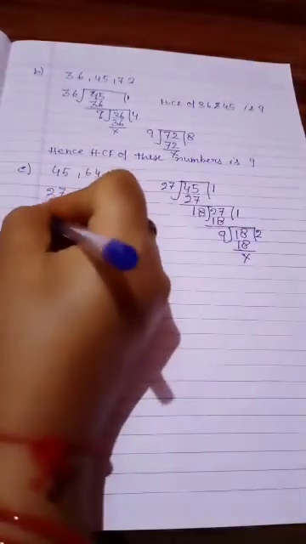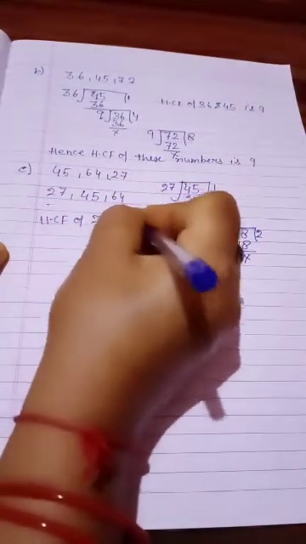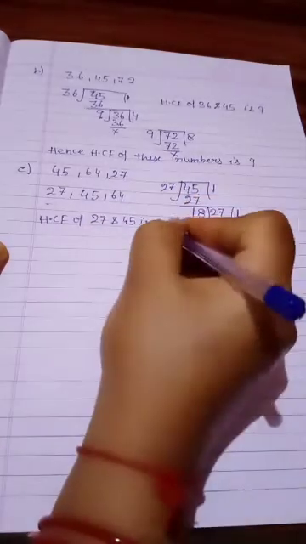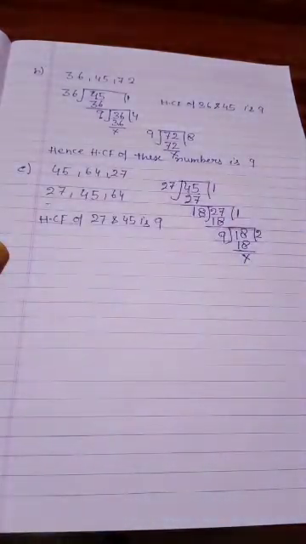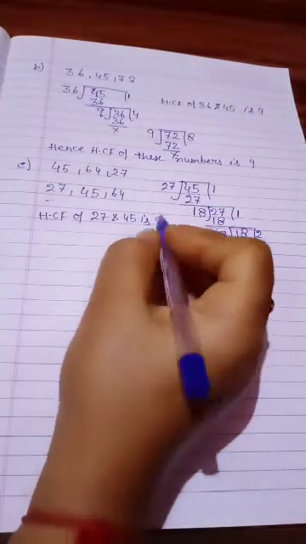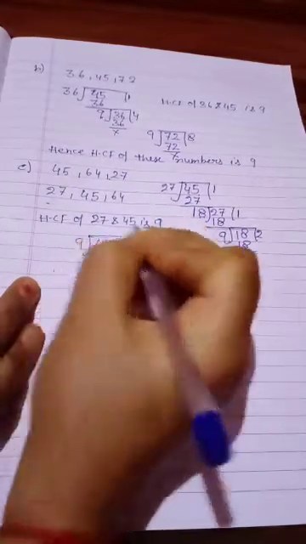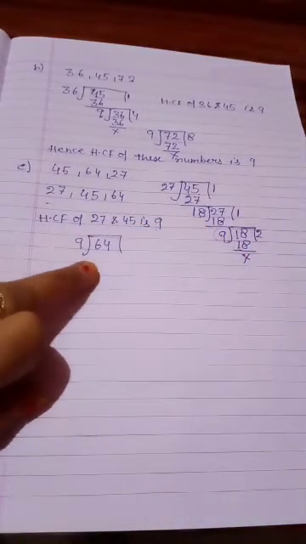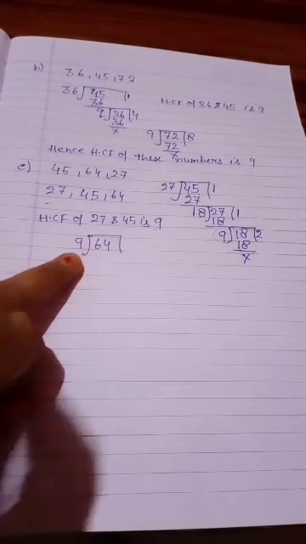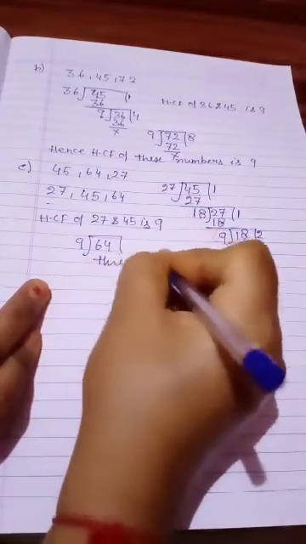So I am writing here, the HCF of 27 and 45 is the last divisor, 9. Now the HCF has come 9. By this 9 you will divide 64. You can see that in the 9 times table, 64 will never come. So what will you do? There is no common factor. How will you write it? There is no common factor.